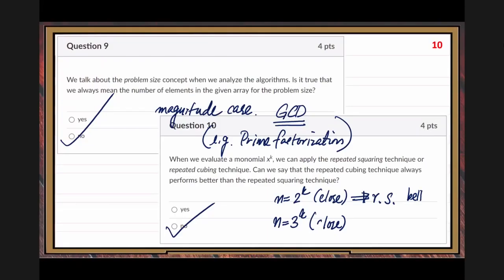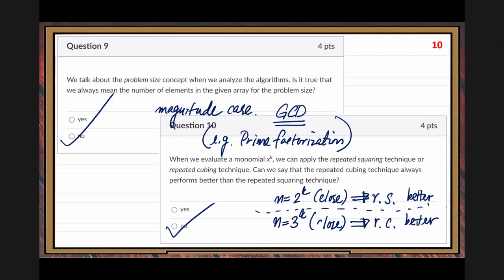Better. In this case, repeated cubing better. Okay? Then something in the middle, it's hard to say. Something in the middle because it's hard to draw a line. Very hard to find a line between them.